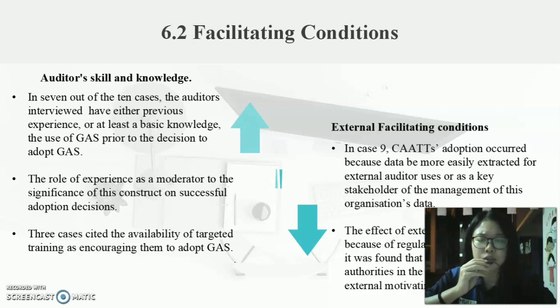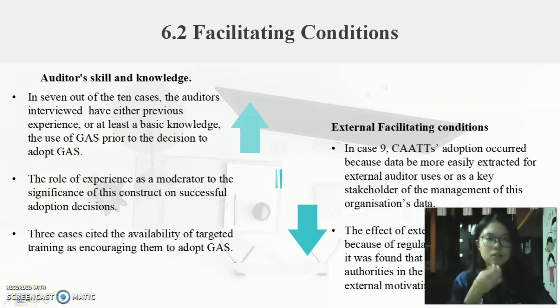And as a moderating factor, experience is also very significant in this construct on the successful adoption of GAS decisions. 3 cases cited the availability of targeted training as encouraging them to adopt GAS. And some organizations also made it a pre-employment criterion for newly recruited auditors. It means that the organizations required the candidates to have at least a basic knowledge of GAS.